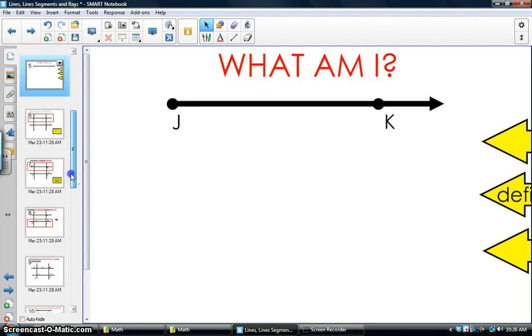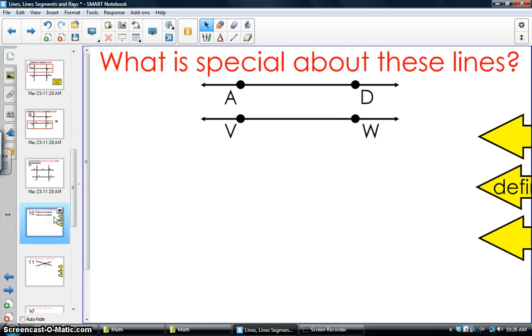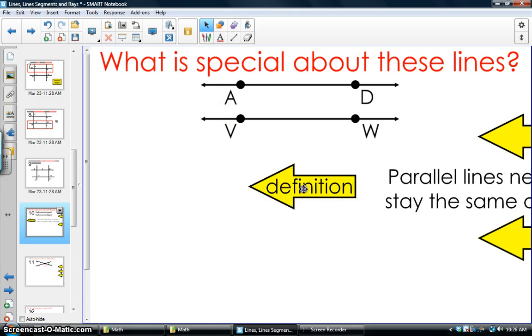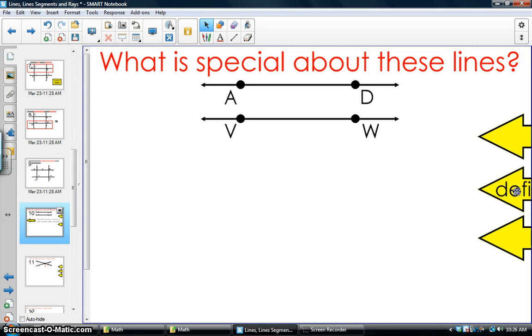Okay, I'm going to skip over a few pages here, and we're going to move right on to parallel lines. Here you see a pair of parallel lines, lines AD or DA and line VW or WV. Parallel lines will never cross. These lines will never come together and touch or intersect in any way. They are the same distance apart on each end. So from here to here and from here to here, they are the same distance apart. And again, they will never touch. Look around your house for examples of parallel lines.